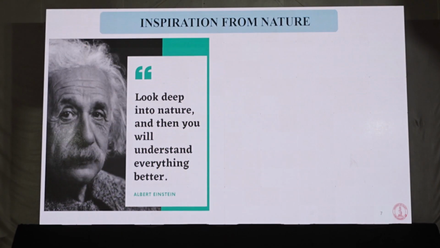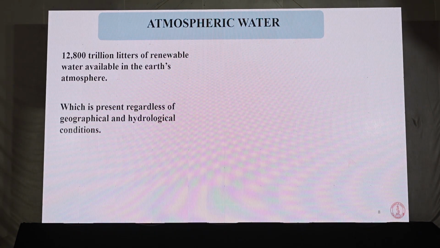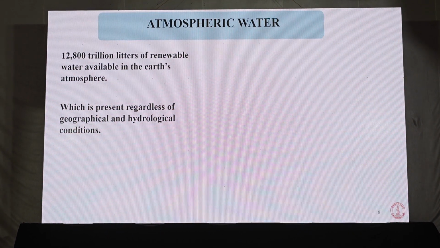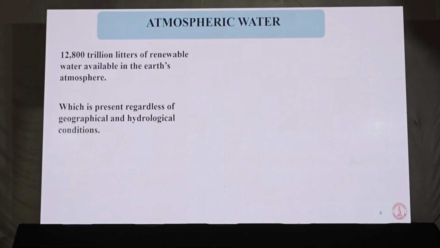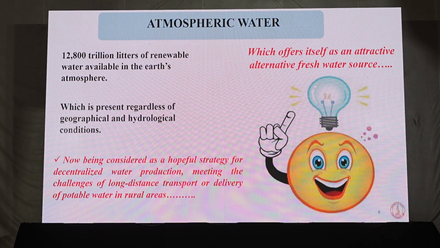Taking inspiration from nature, as in the case of the beetle in the Namib desert, they collect water from the fog for their survival. So the solution is atmospheric water. About 12,800 trillion liters of renewable water is available in the Earth's atmosphere, present regardless of geographical and hydrological conditions. So it offers itself as an attractive alternative freshwater source, considered a helpful strategy for decentralized water production, meeting the challenges of long-distance transport or delivery of potable water in rural areas.